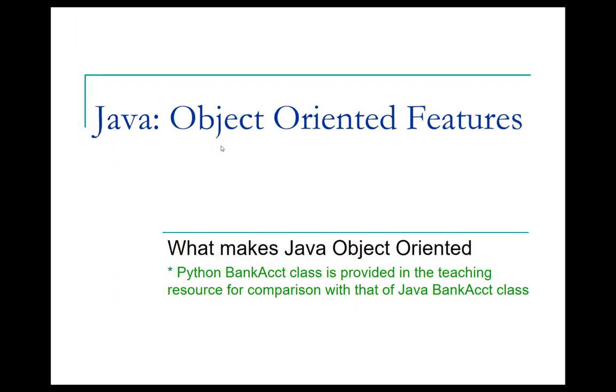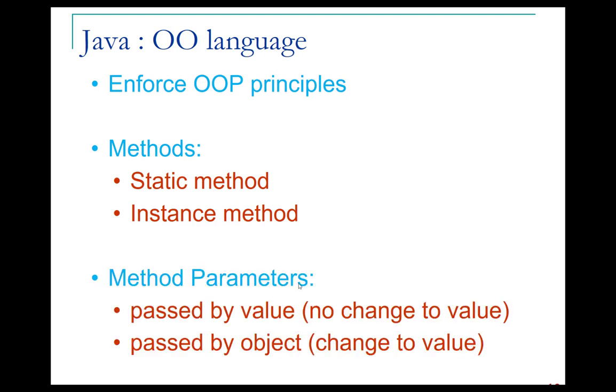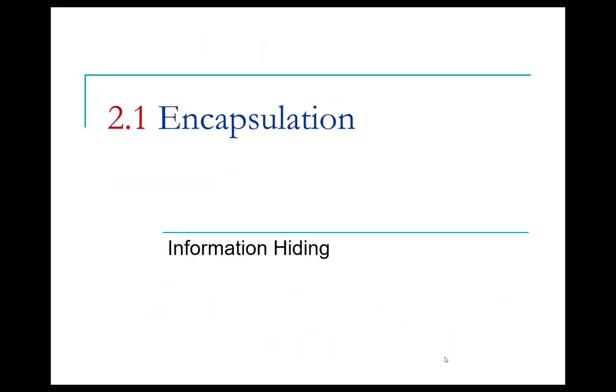We can now talk about the object-oriented features of Java. Java as an object-oriented language enforces object-oriented principles. The methods are of two types: static method or instance method. A static method is one that you can use without an object. An instance method is one that you must have an object to use. The method parameters are passed by value. There is no change to the value that is passed in, and it is also passed by object, so that you can change the value of the object.